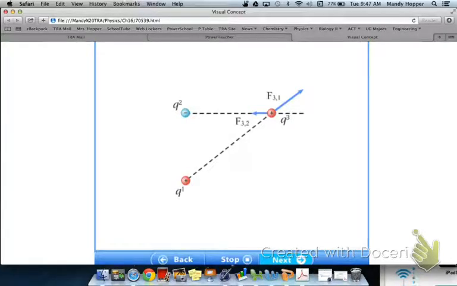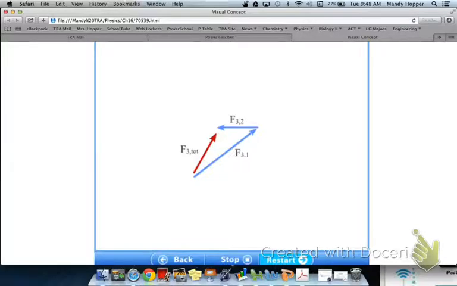The resultant force on Q3 is the vector sum of these two forces. The superposition principle allows you to calculate the electric force of several charges acting on a charge as the vector sum of the forces of each of the charges acting on it independently.